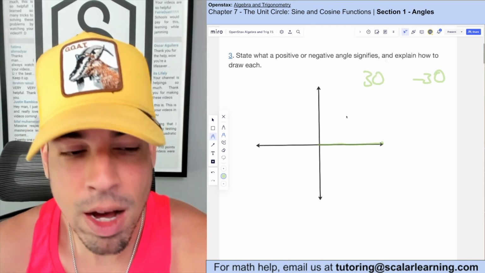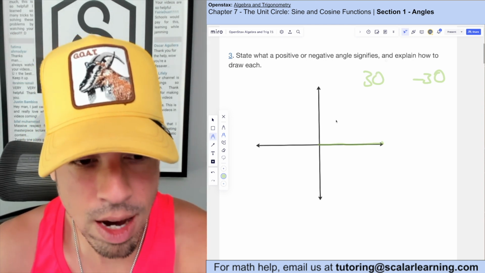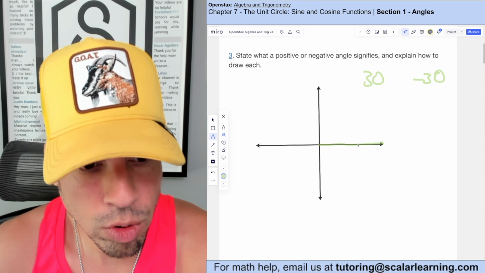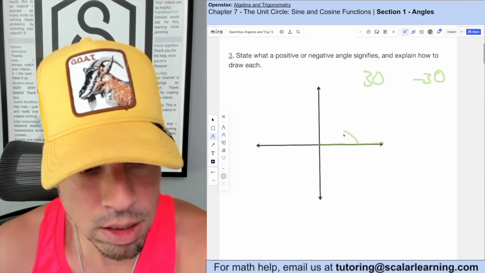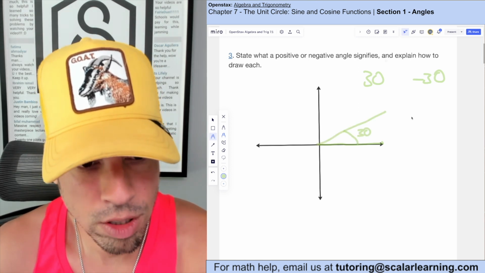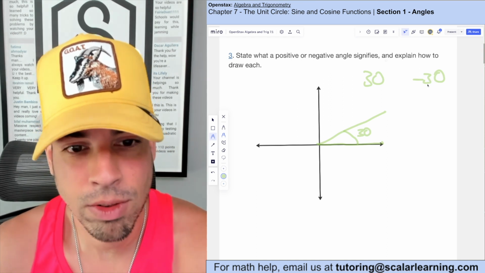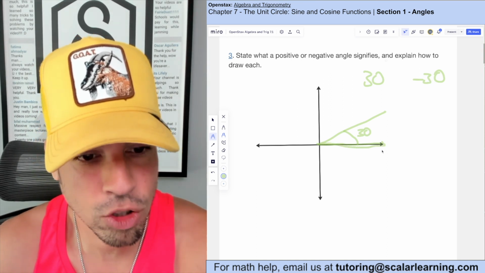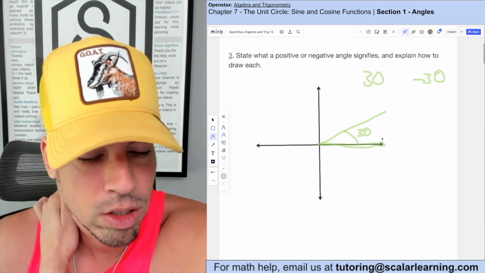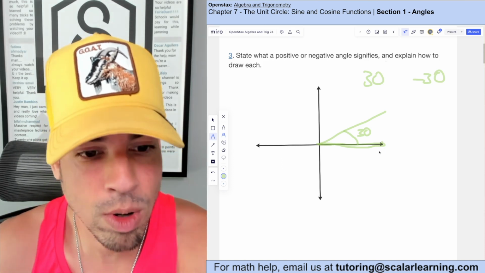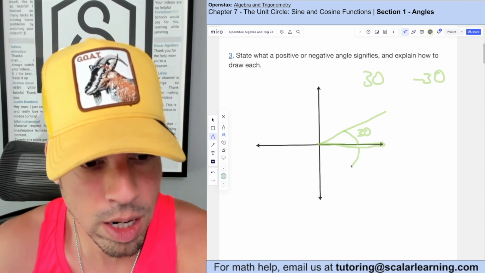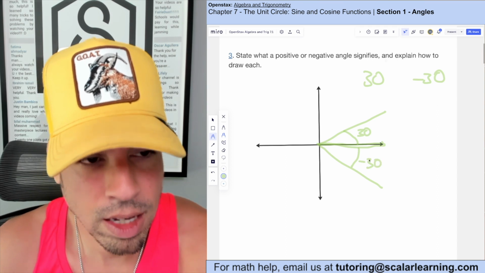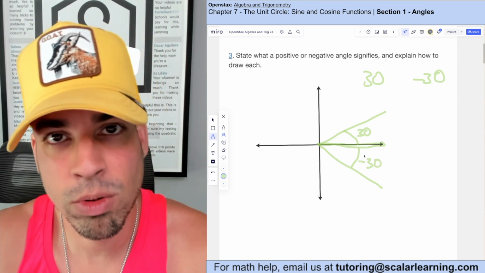If we have a positive 30 degrees, we're going in the counterclockwise direction. So we go up 30 like this, and here would be our positive 30 degree angle. When we talk about negative 30, it just means starting at that same initial side, we go the same 30 degree distance, but we go clockwise now. So we go this way, and this down here would be the negative 30. So that's the difference. Boom, done.